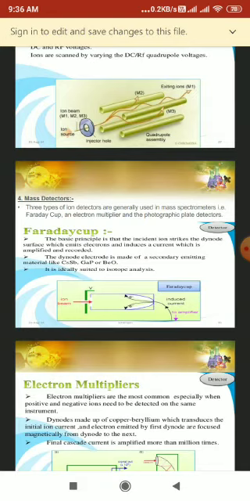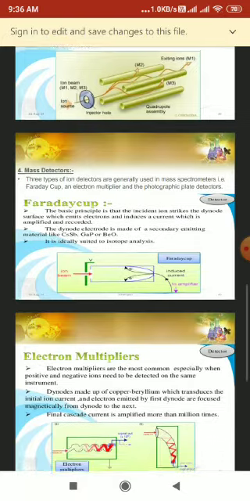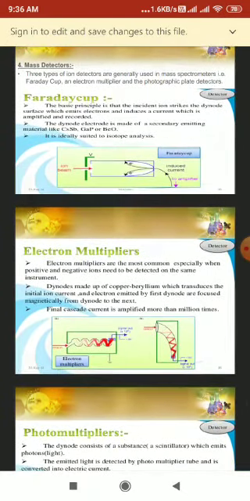Now the second type of detector is the electron multiplier. The operation of the electron multiplier is similar to that of the conventional photomultiplier detector used in UV visible spectrophotometers. It consists of a primary cathode optimized for the detection of ions rather than photons. The sensitivity of this detector is 1000 times greater than that of the Faraday cup.